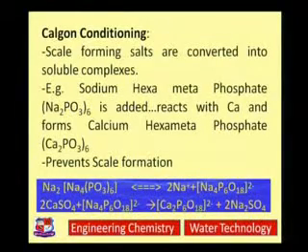Here you can see in this particular reaction, this is calgon, sodium hexametaphosphate. It ionizes to give 2Na+ ions and hexametaphosphate anion. This hexametaphosphate anion reacts with scale forming compounds like calcium sulfate and forms a soluble complex of calcium hexametaphosphate along with the formation of sodium sulfate. So the scale formation due to calcium sulfate can be avoided as it gets converted into a soluble complex.